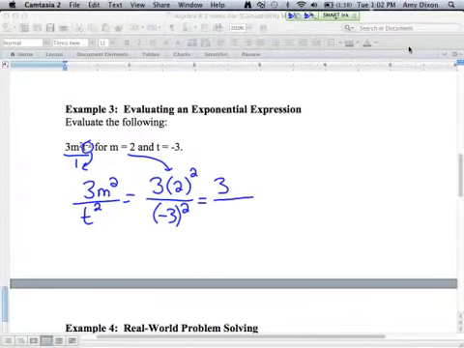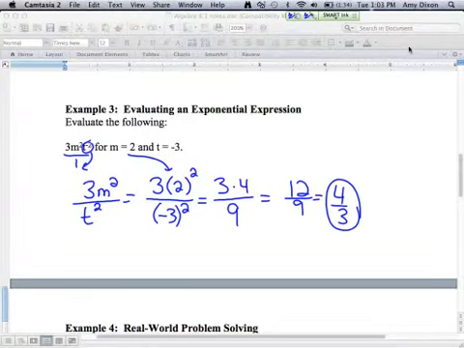The 3 stays a 3 because the 2 doesn't go to the 3. The 2 only goes to the 2. 2 squared is what? Times 4. Negative 3 squared is not negative because it's negative 3 times negative 3, which is 9. 3 times 4, we get 12. So we get 12 over 9. 12 over 9 will reduce to 4/3. We'll leave it in fraction form. So our answer is 4 over 3.